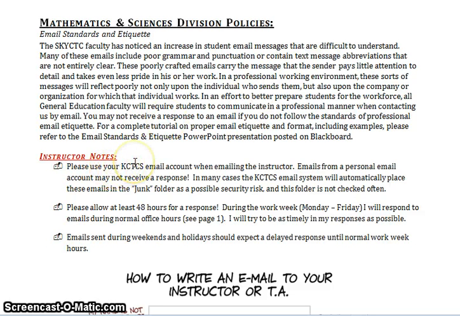Important notes: use your KCTCS email. When I get emails from different titles that I don't recognize, it's hard to know who they're from. And allow at least 48 hours notice for a response. And that's during normal office hours, Monday through Friday. Weekends, don't expect a quick email.